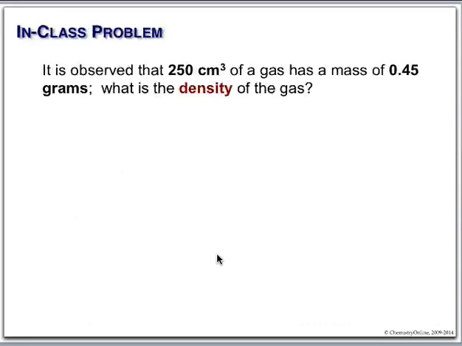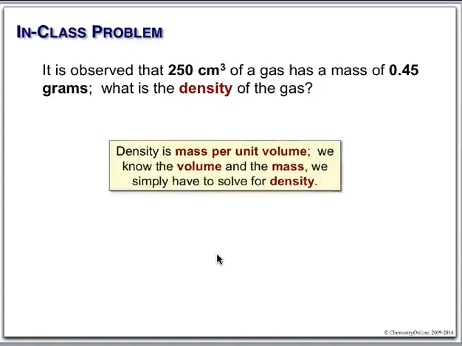All right, let's do a calculation here. We have 250 cubic centimeters of a gas and it weighs 0.45 grams. What is the density? Okay. We can do this two ways. We'll see if we can use our given ratio method, or we can just take the very simple formula. Density is mass per unit volume. So that's mass divided by volume.